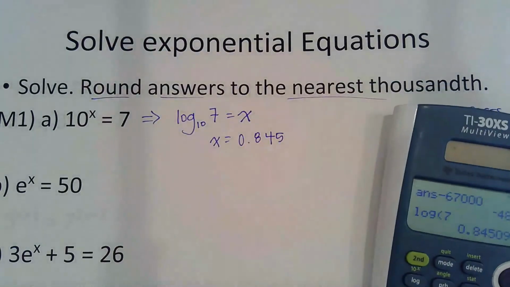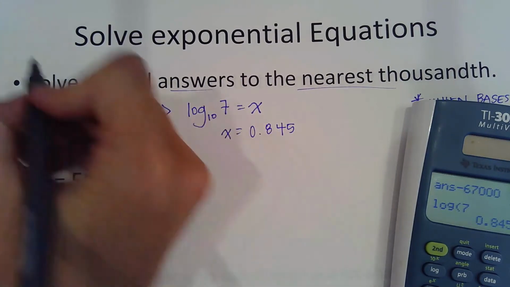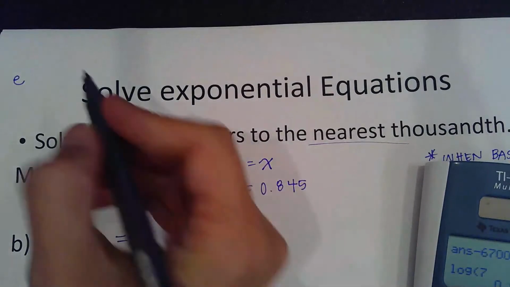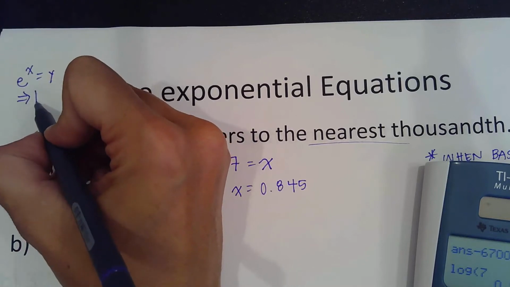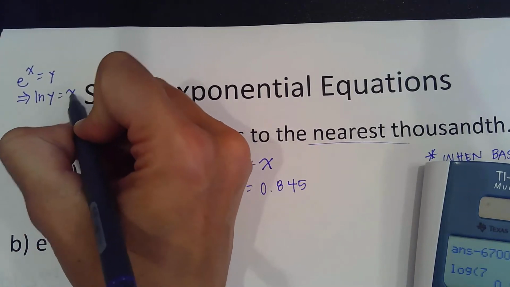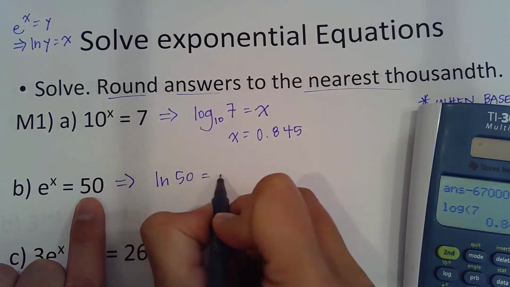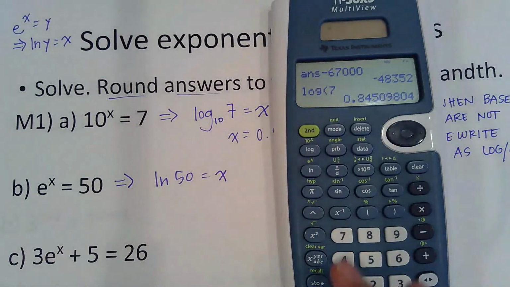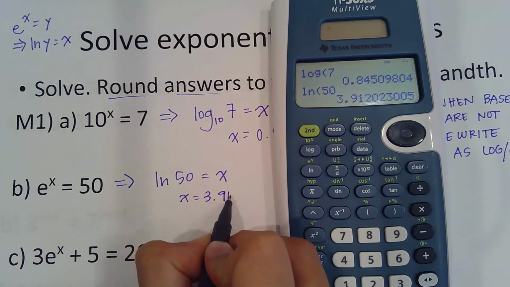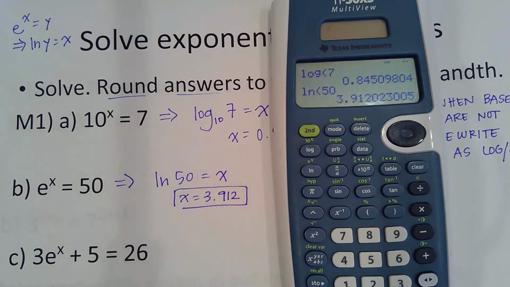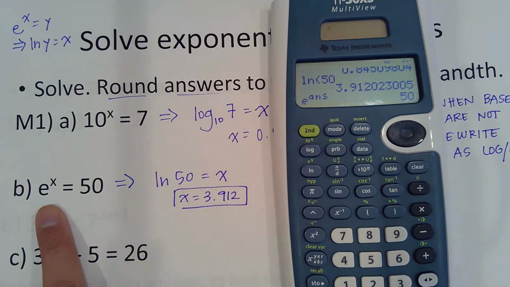Okay. All right, let's look at this one. I've got e to the x is equal to 50. Remember, if you have an e, instead of saying log, you'll say natural log of y like this. So this will be natural log of 50 is equal to x. So x here is going to be equal to 3.912. You can check yourself, right? So e raised to that number is going to give you 50.